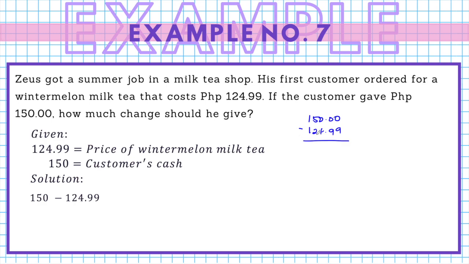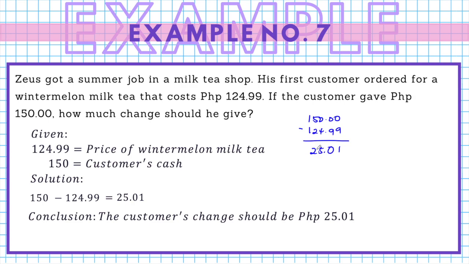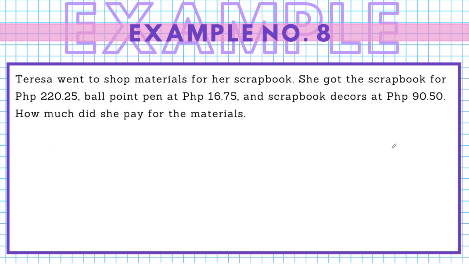So subtracting this, we have 1, and then we have 0, don't forget the decimal point, and then we have 5, then we have 2. So our total change that we should give is 25.01 pesos. Now for the next problem, Teresa went to shop materials for her scrapbook.